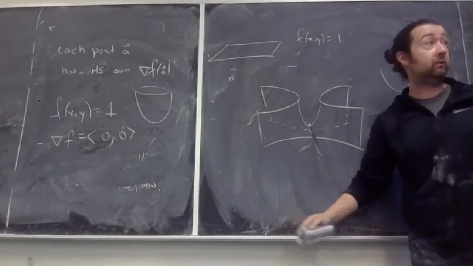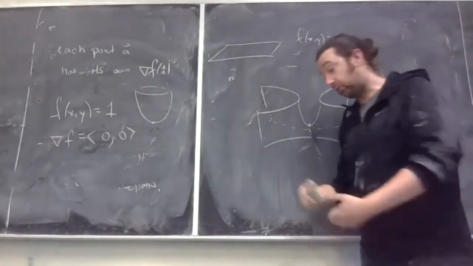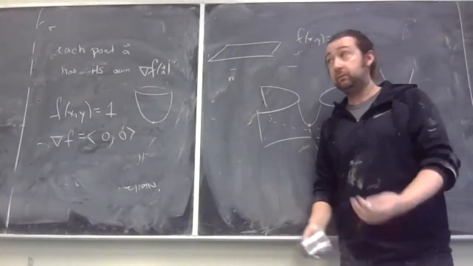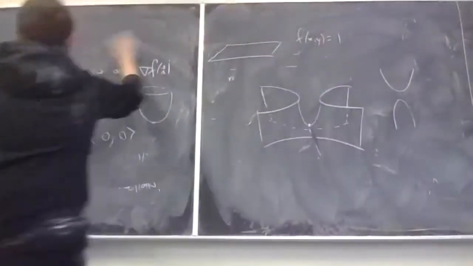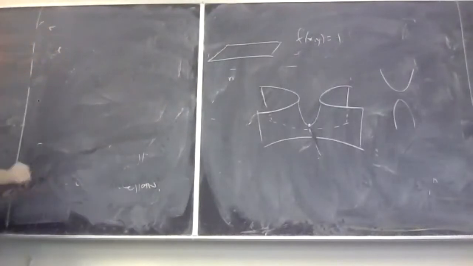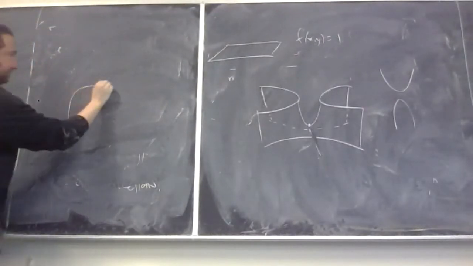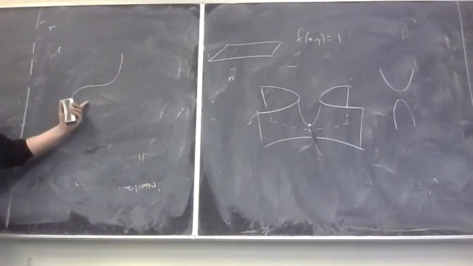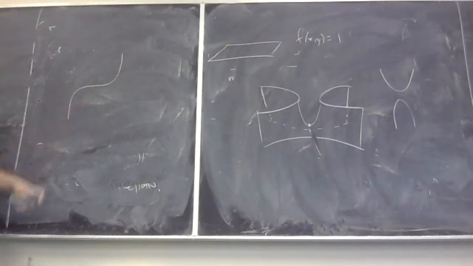And that can't happen in one variable. There is no such thing in one variable. Either you're always at a local max or a local min. Actually, no, that's not quite true, because you could have these dudes. Here the function gets flat, but it's not a local max or local min. It's the same thing.